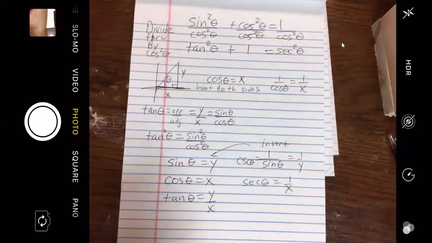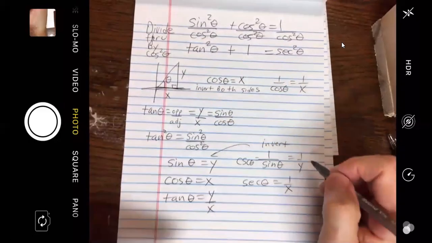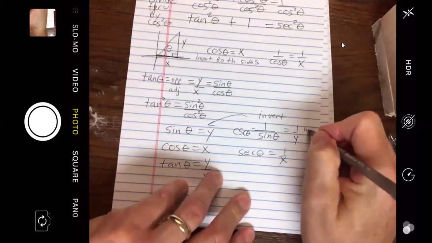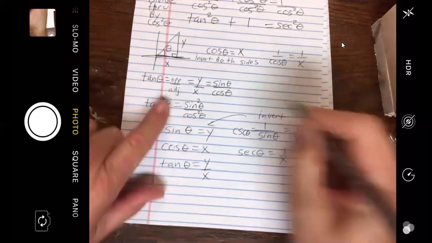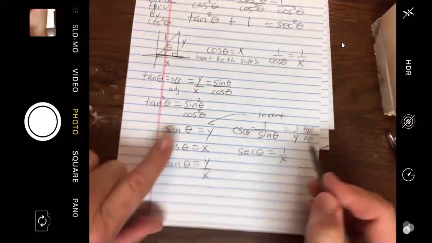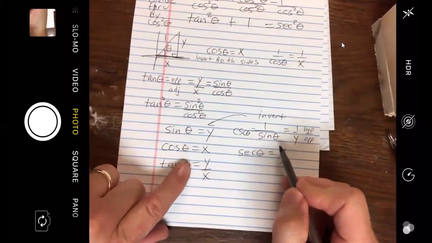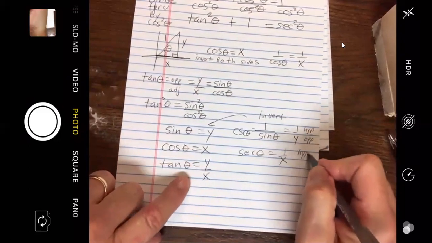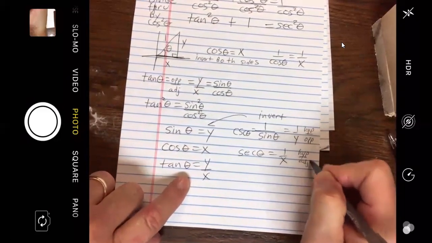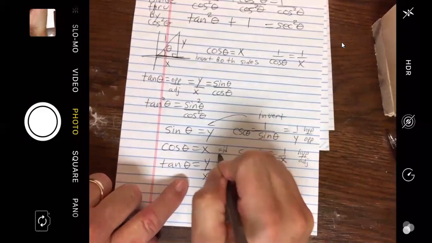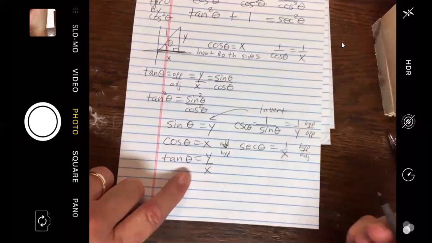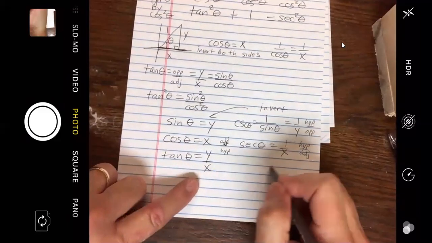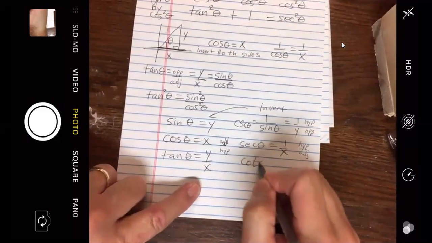In other words, your cosecant is hypotenuse over opposite. So hypotenuse over opposite y is 1 over sine. This is hypotenuse over adjacent, whereas this is adjacent over hypotenuse. Your cotangent is x over y, if you want to see it completed.